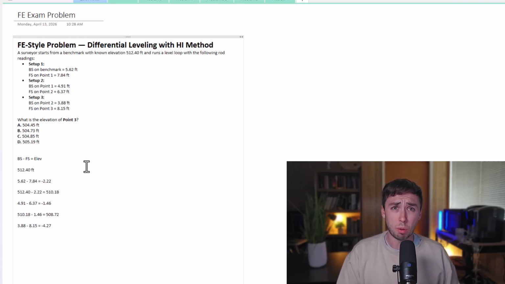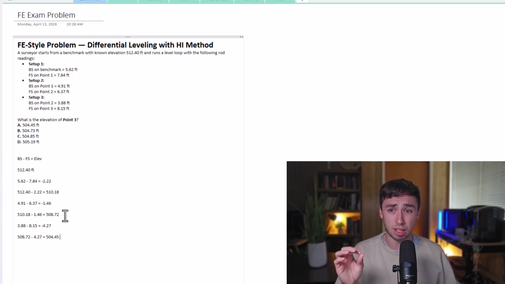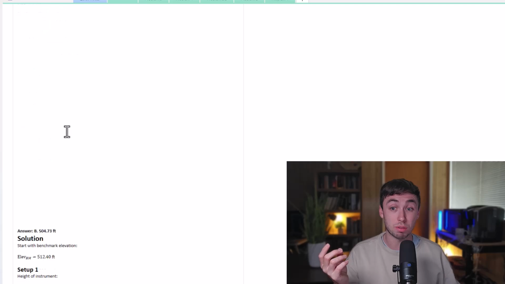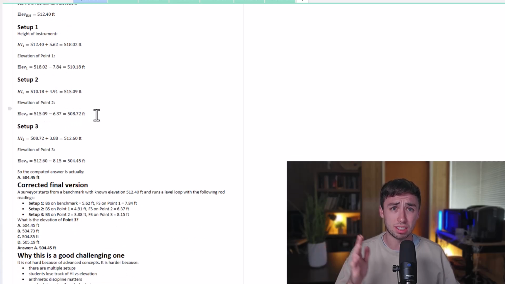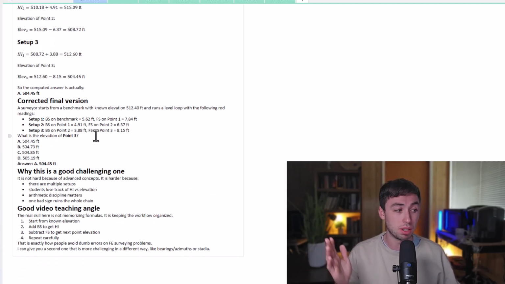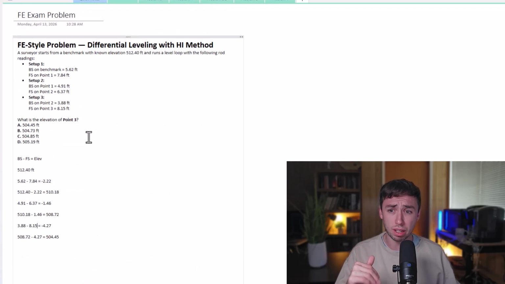So what is important here? Understanding that it's not really in the FE reference handbook, some of this information on surveying, internalizing the formula backsight minus foresight equals elevation, taking that starting point, making sure to meticulously calculate the backsight and foresight at each point, understanding the new elevation, subtracting or adding it depending on if the backsight minus foresight calculation is adding elevation or subtracting elevation, and doing that for each setup point, giving us our final answer. So that's how to solve this FE surveying problem.